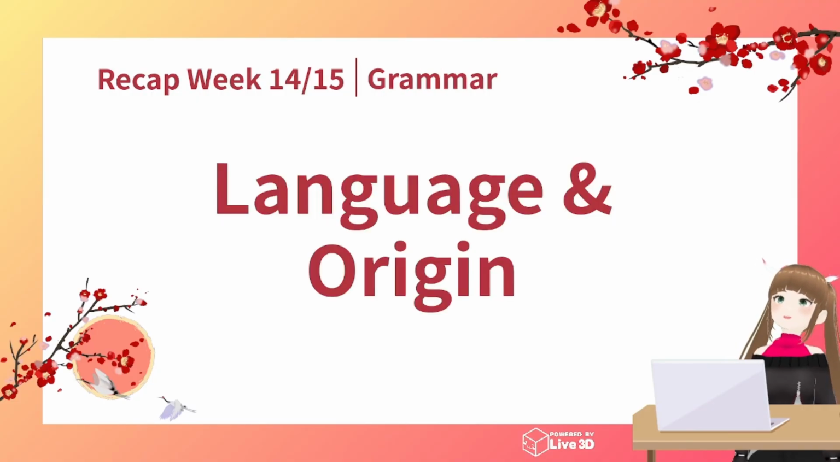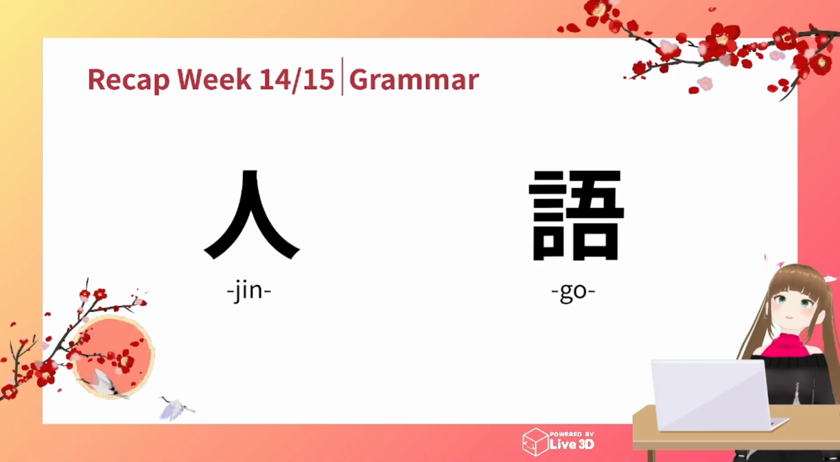Next would be talking about your origin and your language. This is far easier than the first rule of today, as you only need to add jin or go to your country. Jin meaning human for nationality, and go meaning language for, well, your native language. So Nihongo, for example, would be the Japanese language, and Nihonjin would be Japanese person.